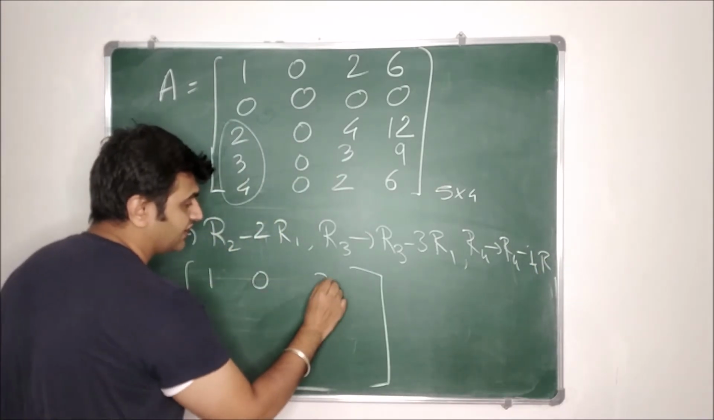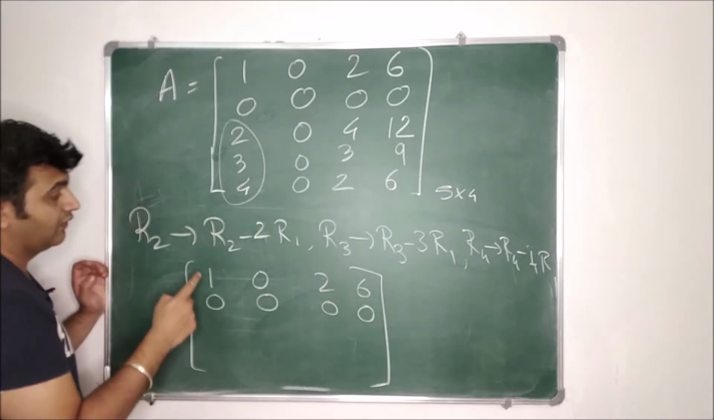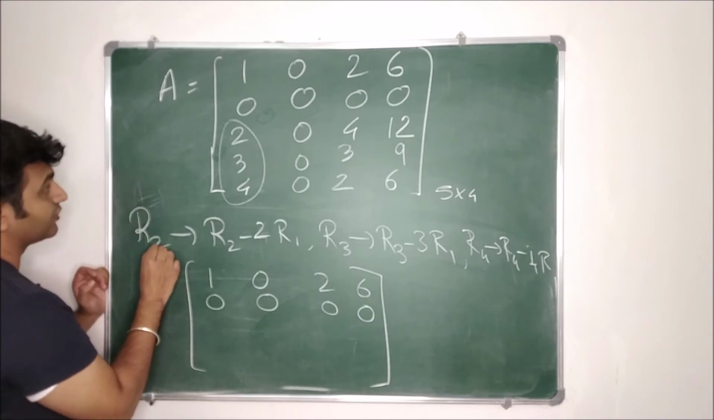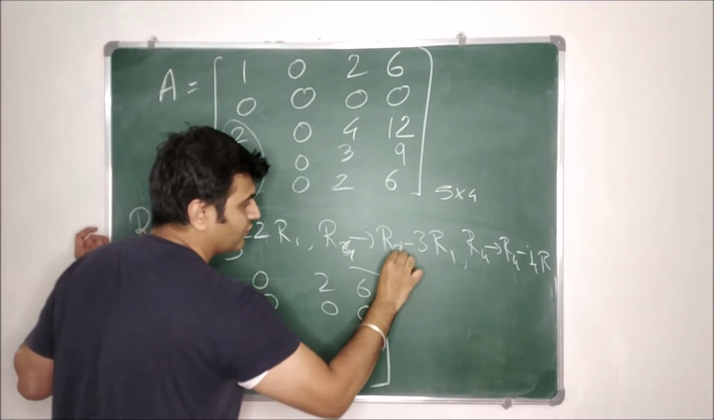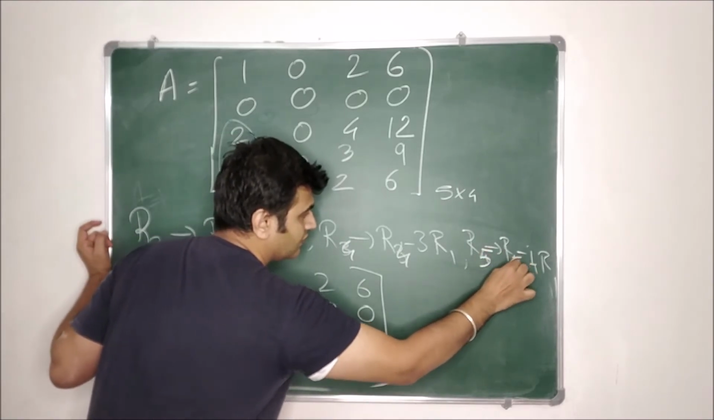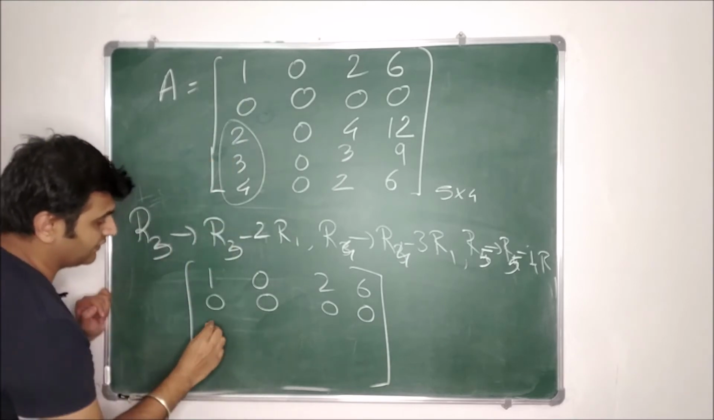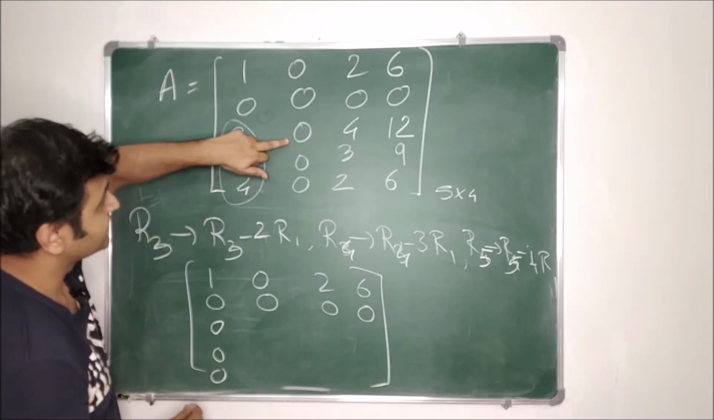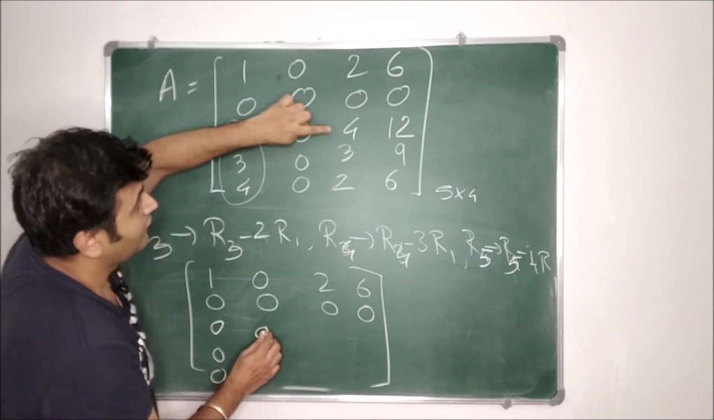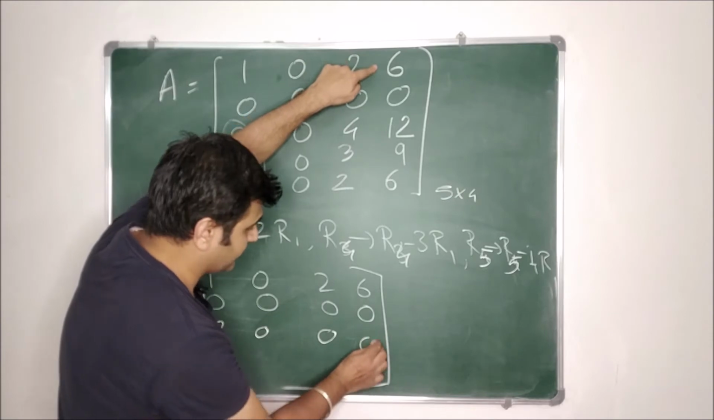So first row, there is no change. Second row, there is no change. Third, oh sorry, it should be the third row, R3 minus 2 times R1, yeah, my mistake. So R3 minus 2 times R1, so 0, 0, 0. Now let's go for the third row. This 0 minus 0 is 0. 4 minus 2 times this, which is 0. 12 minus 6, 2 sixes are 12, that's also 0.